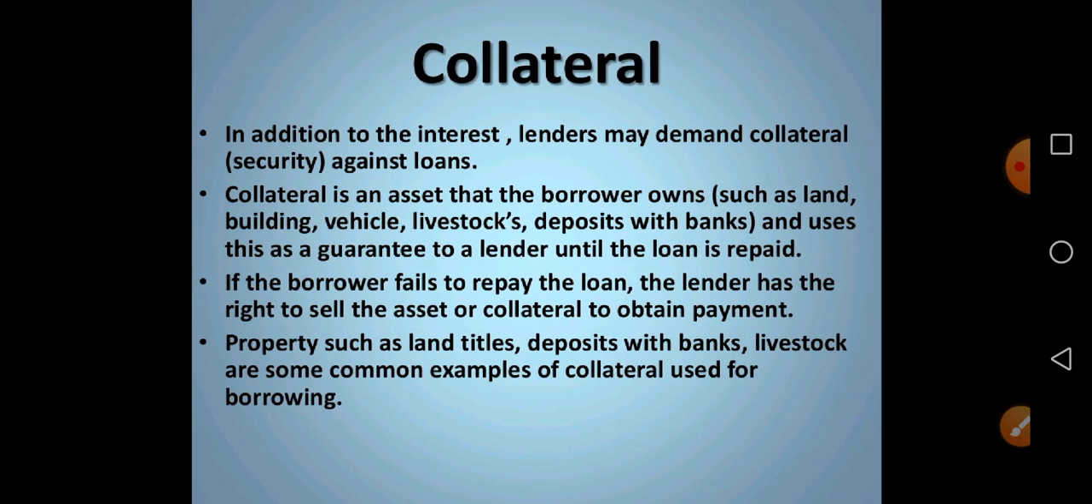Okay, now afterwards in our third part we will see the details of collateral and the banking system.